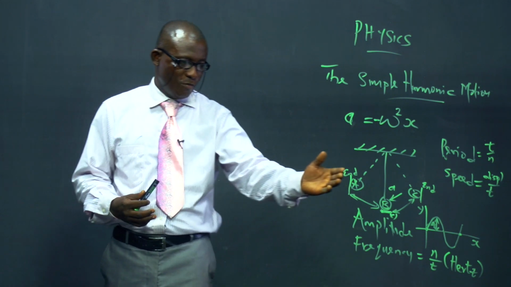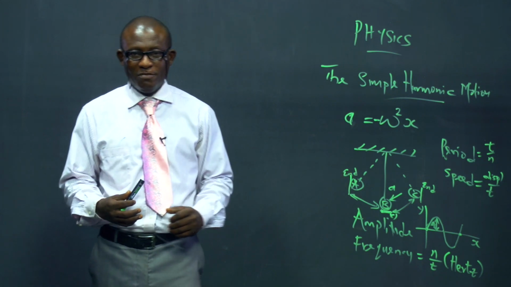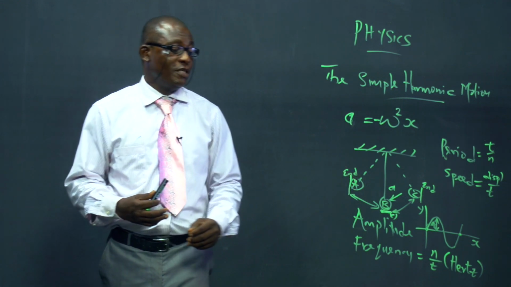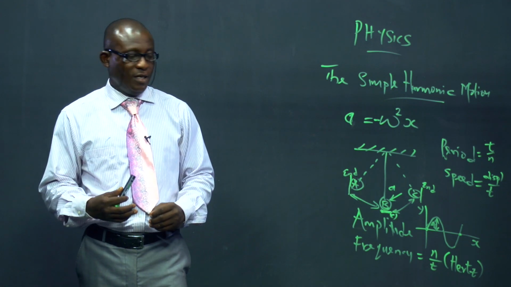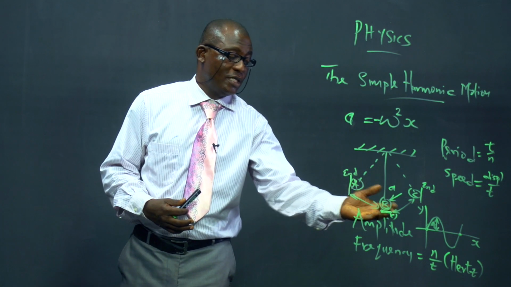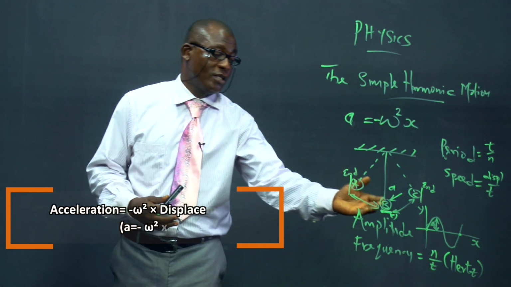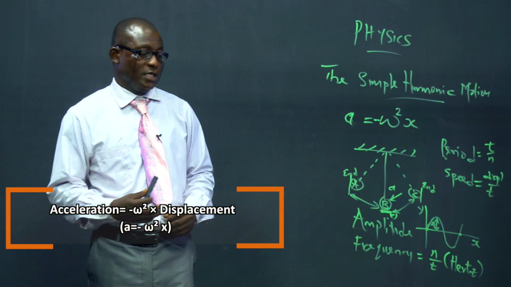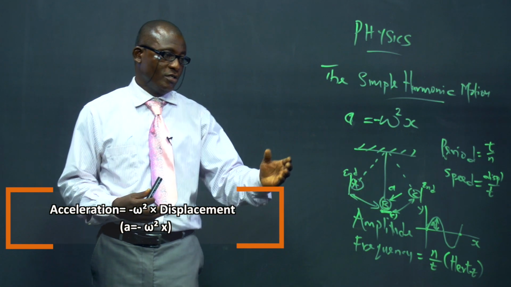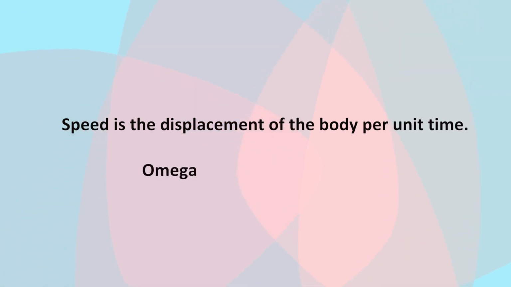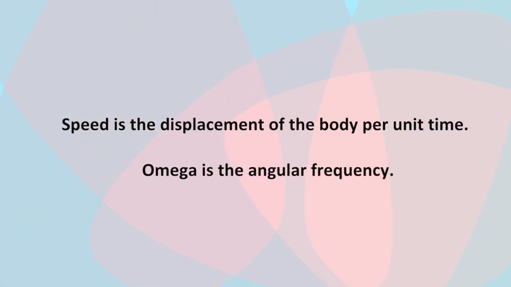At point A, we can determine the acceleration of the body. We can also determine the velocity at point A. Likewise, at point B, which is the midpoint, we can also determine the acceleration, and we can also determine the velocity at point C. Acceleration is minus omega squared multiplied by the displacement, and the speed is the displacement per unit time. Omega is the angular frequency.